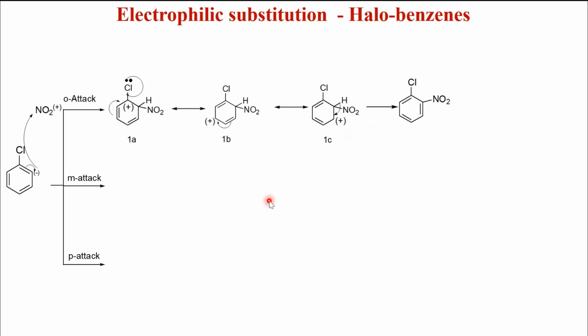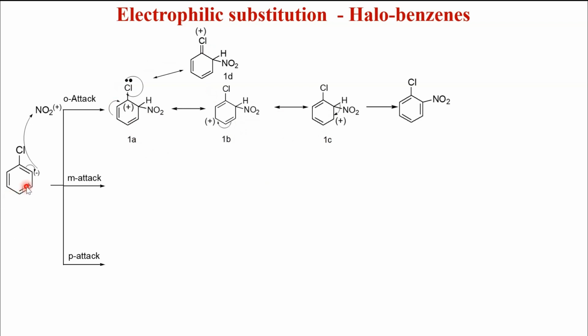In similar fashion, there are lone pairs of electrons on the chlorine. These electrons can also be given to the positive center and satisfy it, and it gives rise to the fourth canonical form 1D. When ortho attack takes place, there are four canonical forms: 1A, 1B, 1C and 1D. Let us look at the attack at the meta position.